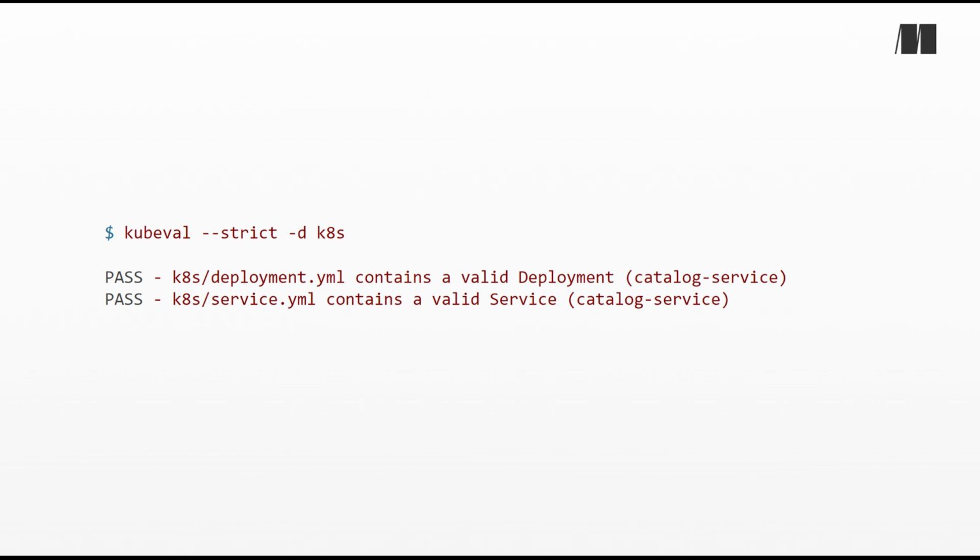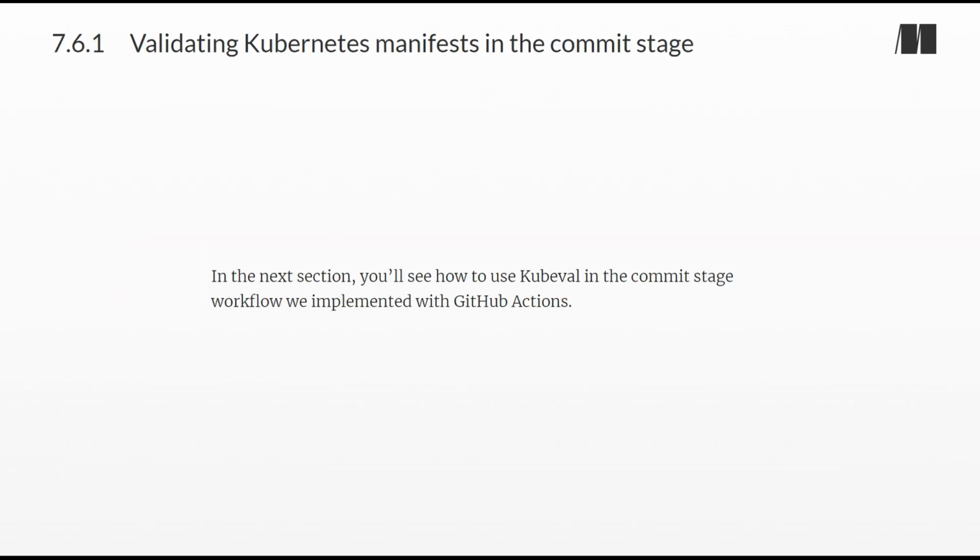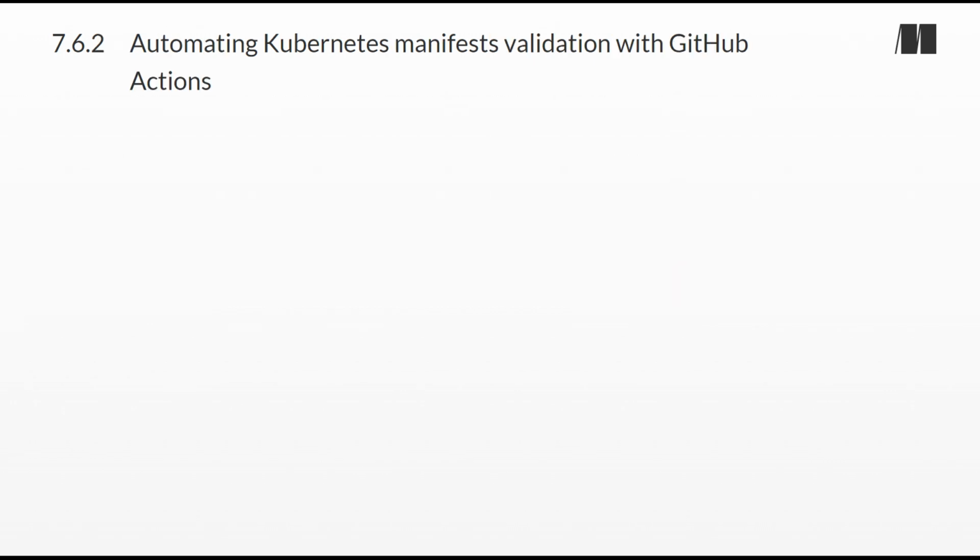Open a terminal window and navigate to the root folder of your catalog service project, catalog-service. Then use the kubeval command to validate the Kubernetes manifests within the k8s directory. The --strict flag disallows adding additional properties not defined in the object schema. See this code? In the next section, you'll see how to use kubeval in the commit stage workflow we implemented with GitHub Actions.